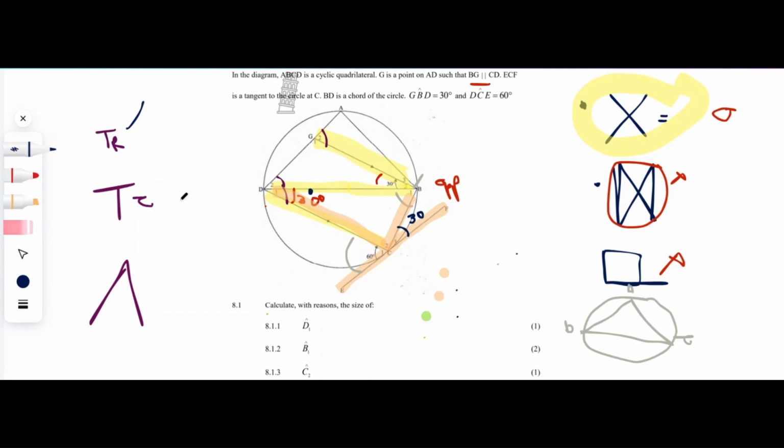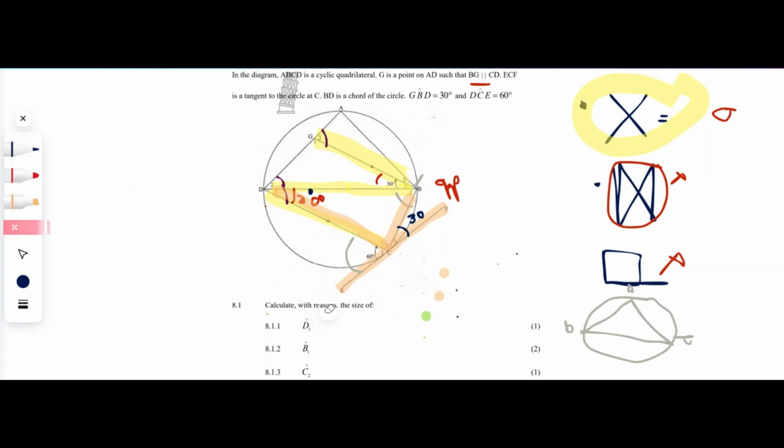Now let's start off with tangents from the same point. In order for this theorem to work, you need two tangents. You only have one tangent, so that's definitely not going to work. It is not applicable to this question. So now let's continue on. Okay, so that's all the important information that we have. Now let's continue to 8.1.1. Calculate the size of D1.